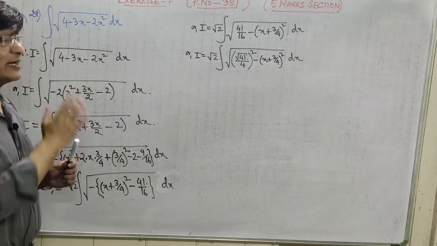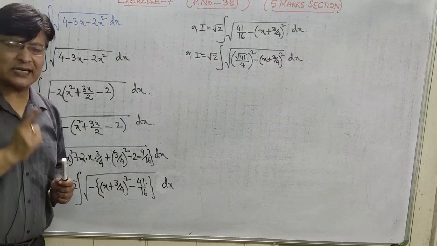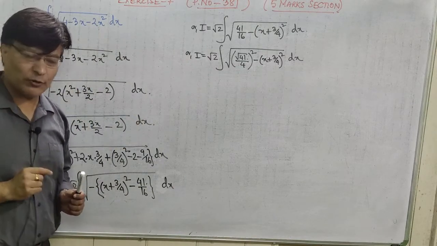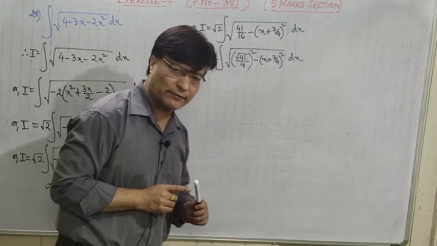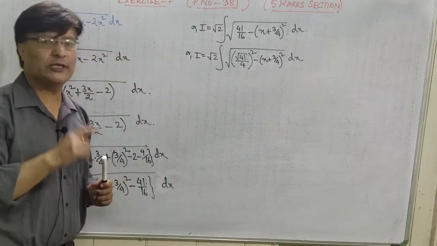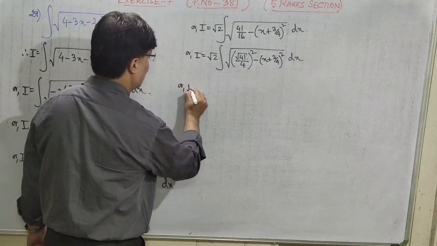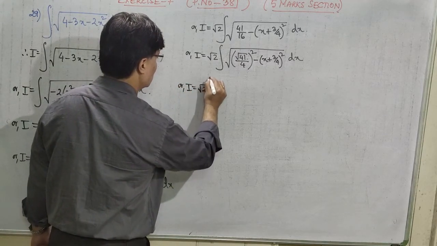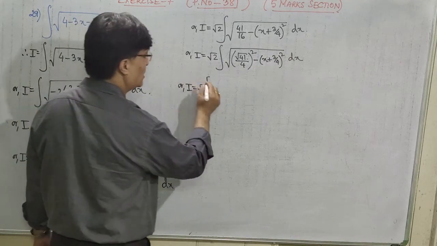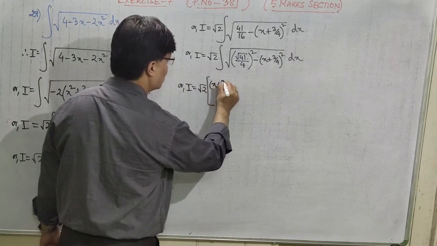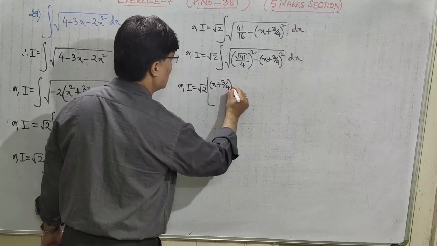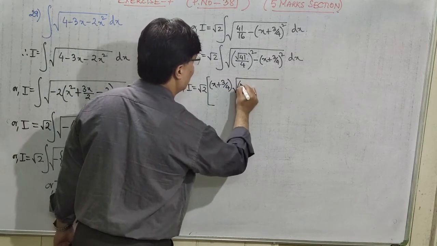So now this is standard integral number 3. Instead of a there is root over 41 by 4. Instead of x there is x plus 3 by 4. So this is in the form square root of a square minus x square. Or I is equal to root 2. So within the third bracket, what is x here? x plus 3 by 4, root over, what is a whole square?